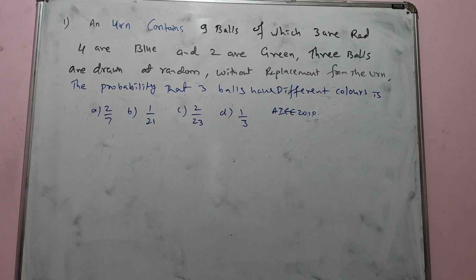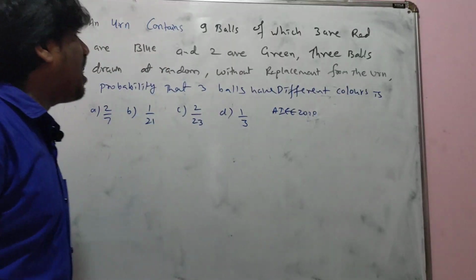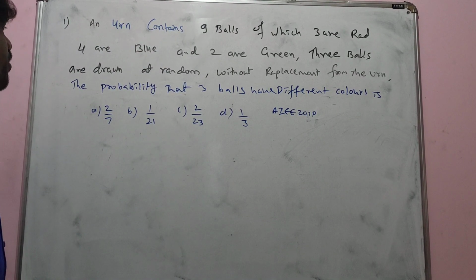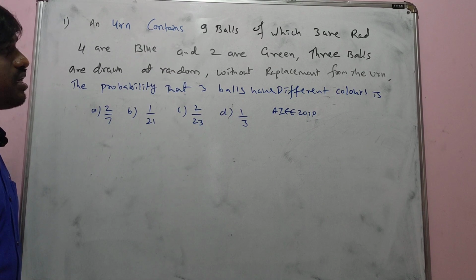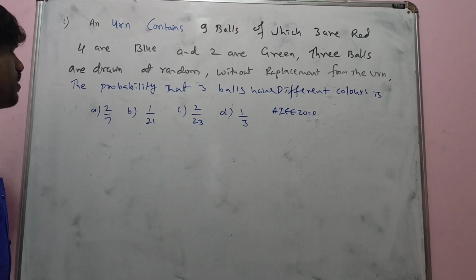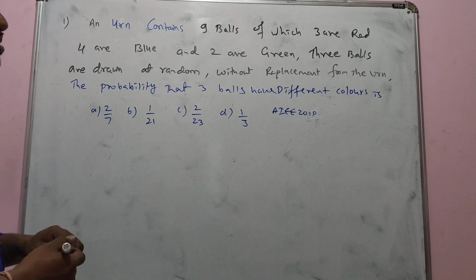Let us see the next question here. An urn contains 9 balls. An urn means bag. Okay, an urn contains 9 balls, of which 3 are red, 4 are blue, and 2 are green. 3 balls are drawn at random without replacement from the urn. The probability that 3 balls have different colors is the question mark.